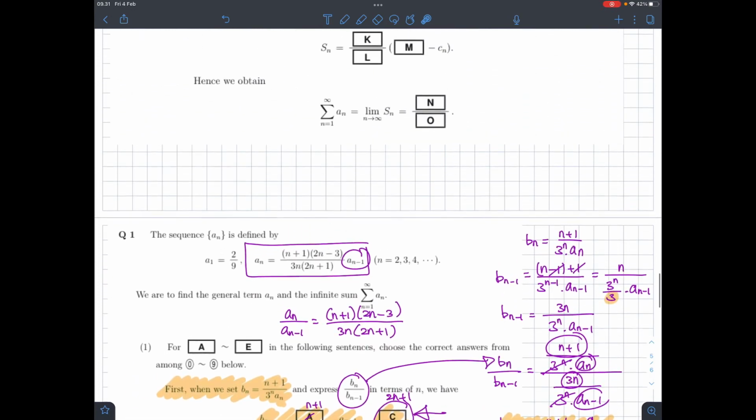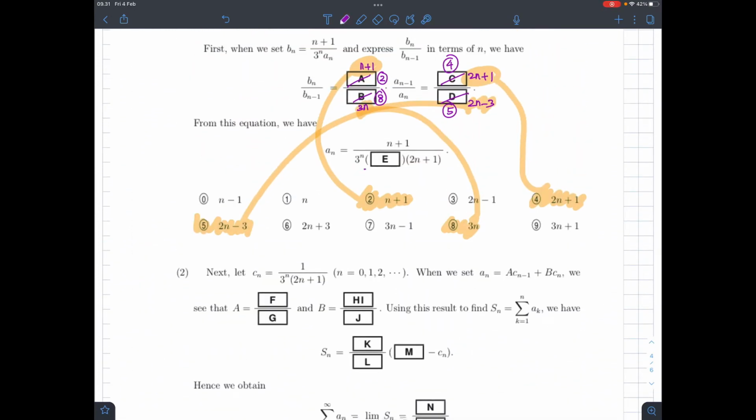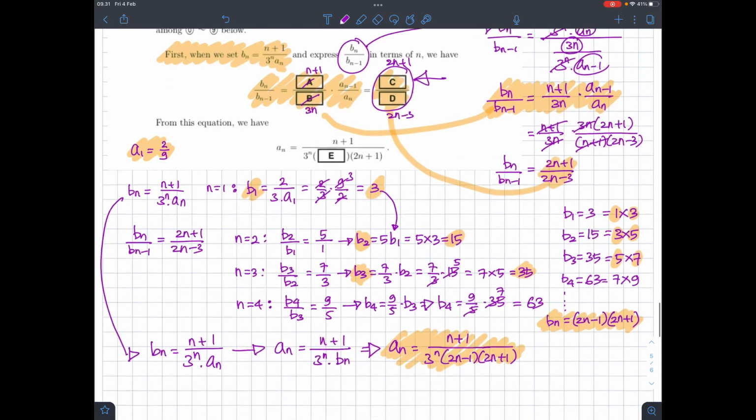E should be 2n minus 1. Let's check here. Yeah, 2n minus 1. This part is 2n minus 1. So 2n minus 1 comes from here. So in the answer sheet, you fill 3 for E. Okay, let's continue. Yeah, we already have many.